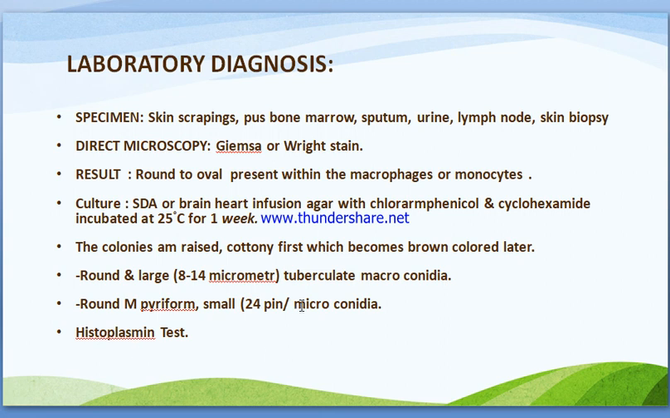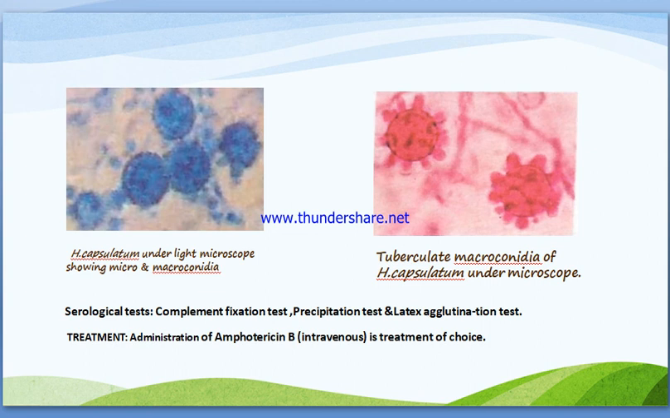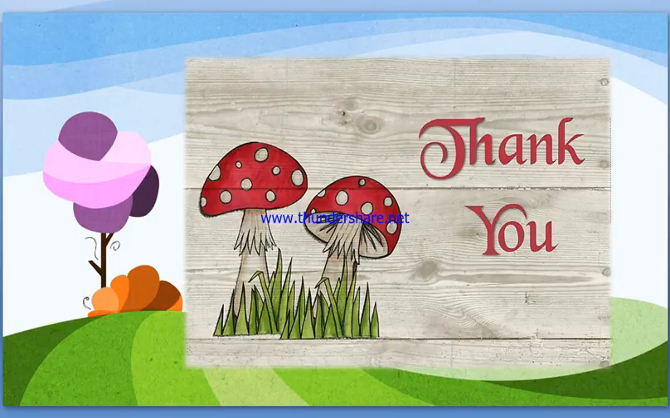Then serological tests. The serological tests include complement fixation test, precipitation test, as well as latex agglutination test. And the treatment is available. The administration of amphotericin B intravenously is the treatment of choice. So thank you for your listening.